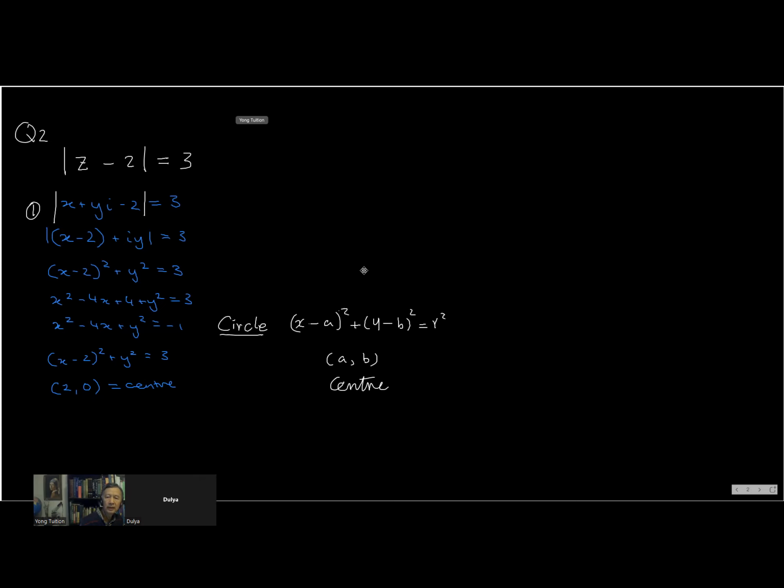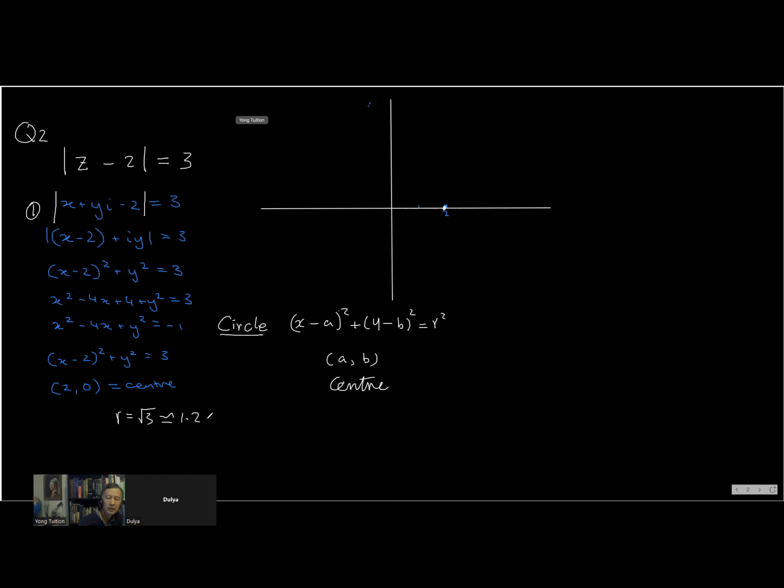You can use a straight line to draw that. Have we found a straight line? So can we find the center first? (2, 0). That is the center, isn't it? What is the radius? Square root of 3, roughly 1.7. Very close to 1.7.